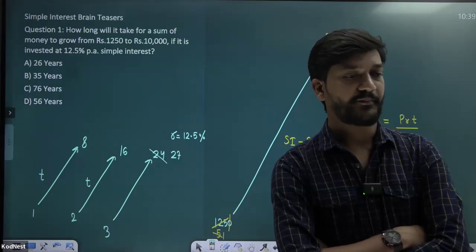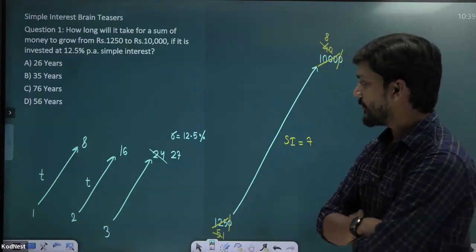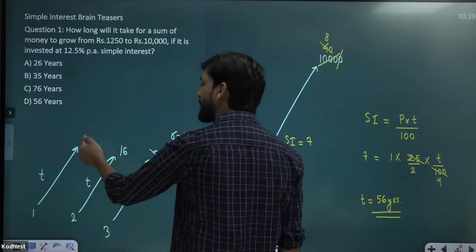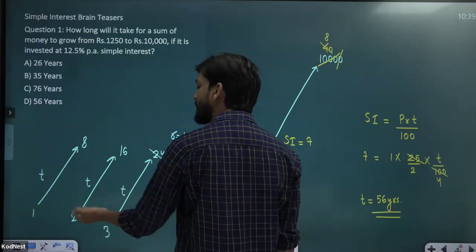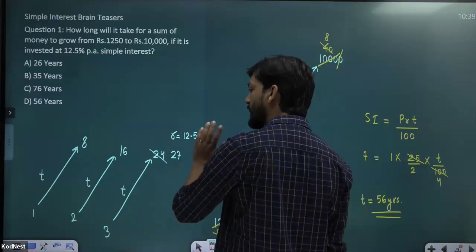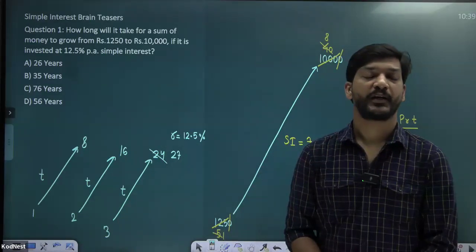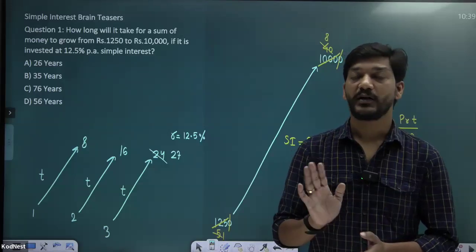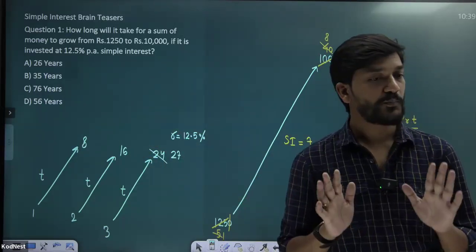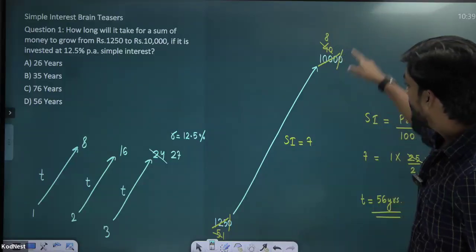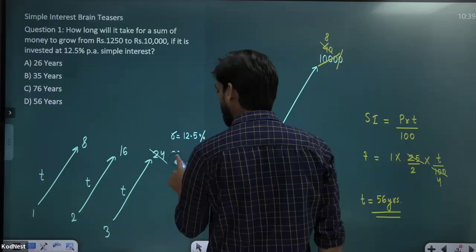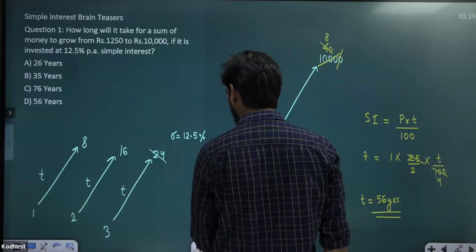Carefully observe. Yes, because at the same time I am saying my value is becoming 8 times, the second person's value is also becoming 8 times. So how come the third person's value is becoming 9 times? That's why in simple interest, there is no partiality. There is no partiality. That's why we can cancel out the common factors. This is wrong.